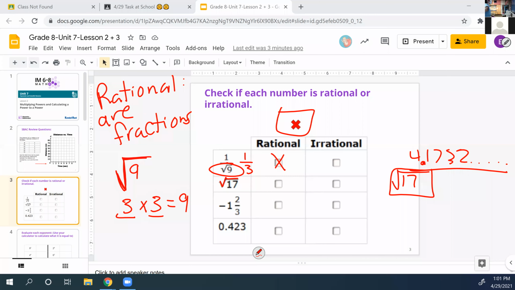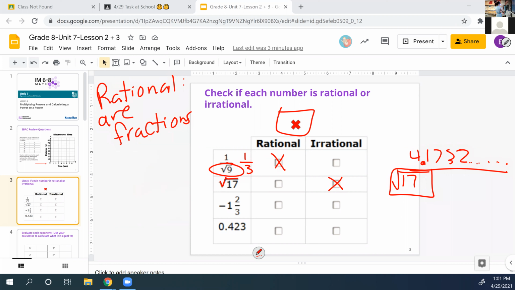This one here would be irrational because the decimal goes on and on forever and ever. Very good. Nice job. What about 1 2/3? Is that one rational or irrational? Very good. Very nice job, Bridget and Tiana, on that one.